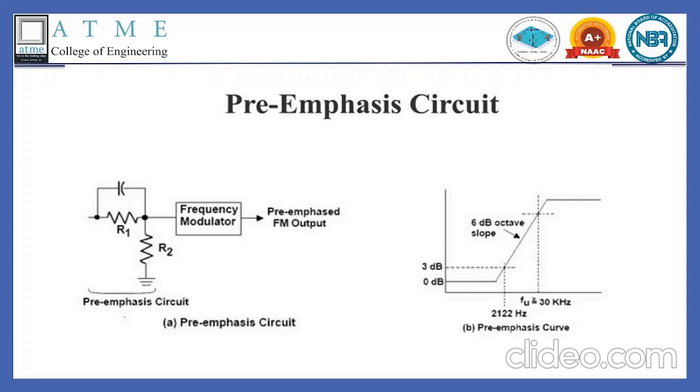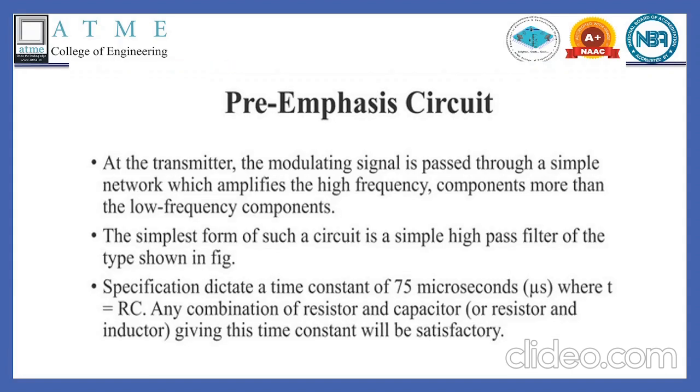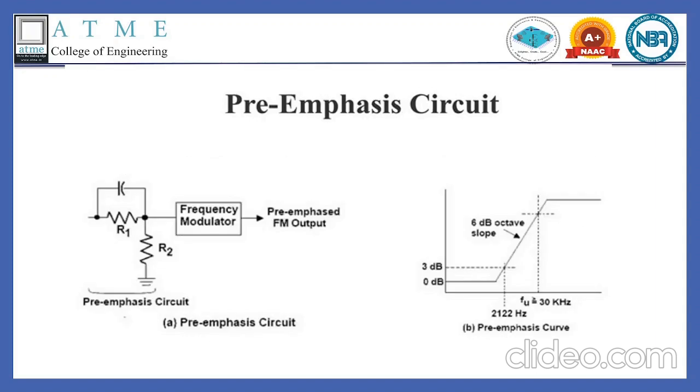It's a very simple circuit, wherein as and when the frequency increases, we are going to measure the voltage. Finally, that voltage we are going to get in terms of gain in dB, and we are going to plot the frequency response graph. In the pre-emphasis circuit at the transmitter, the modulated signal is passed through a simple network. As I told you, it is only a resistor and a capacitor circuit, which amplifies the higher frequency components more than the lower frequency components. The simplest form of such a circuit is a simple high pass filter of the type shown in the figure here.